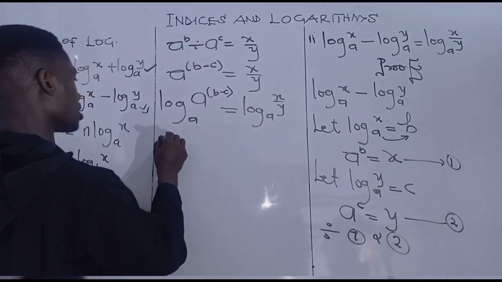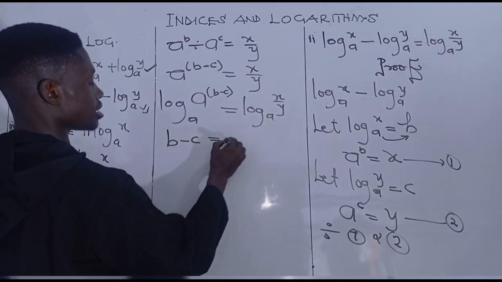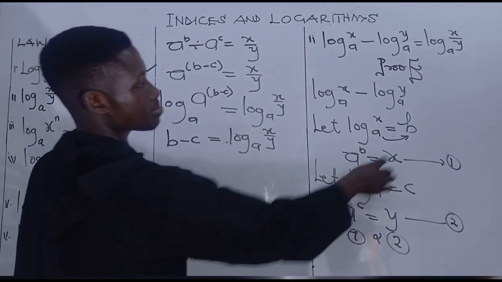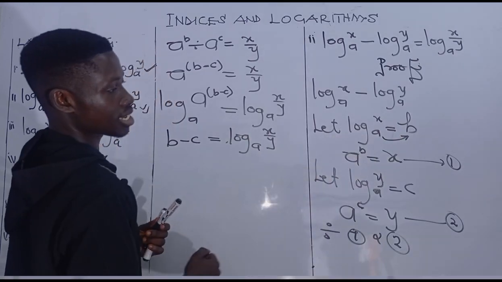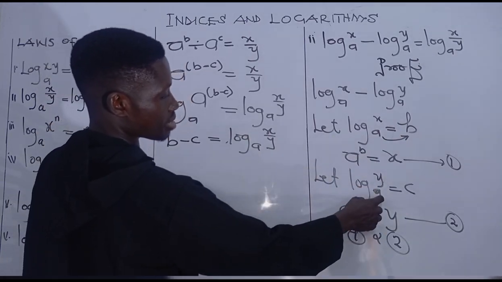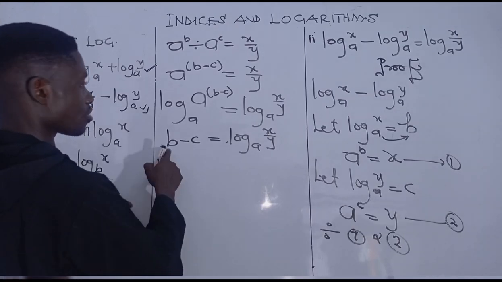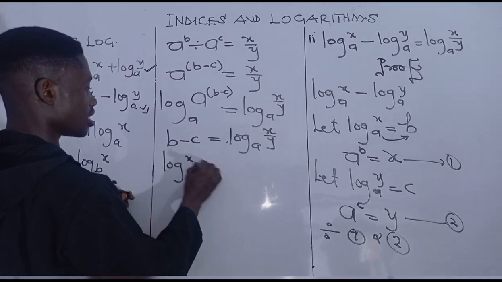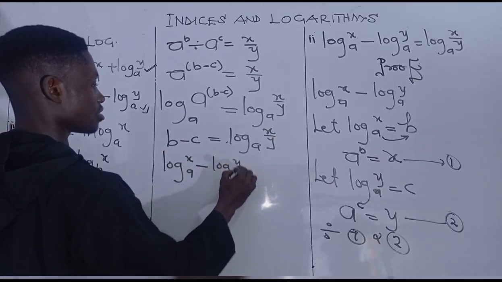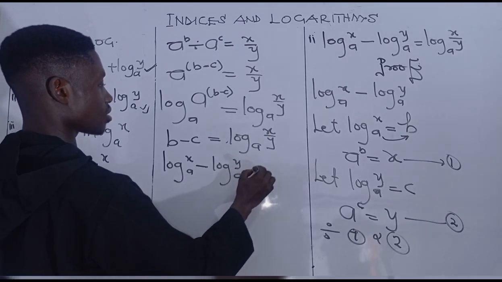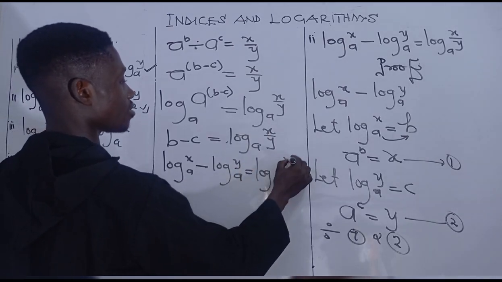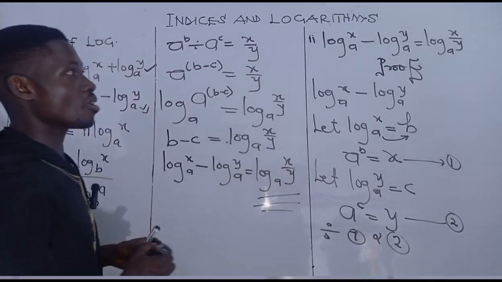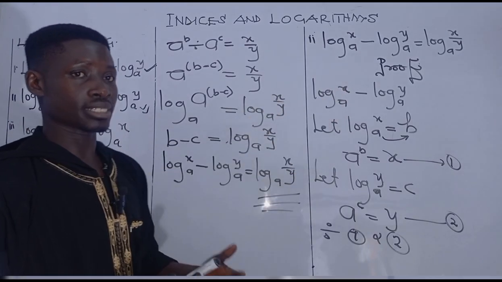We are left with what? b minus c is equal to. Now initially we said that we are letting b is equal to log of x to the base of a, and then c to be equal to log of y to the base of a. Let's replace them back. So we have b, log of x to the base of a minus log of y to the base of a is equal to log of x divided by y to the base of a. And this is the proof of the second law, as easy as that.